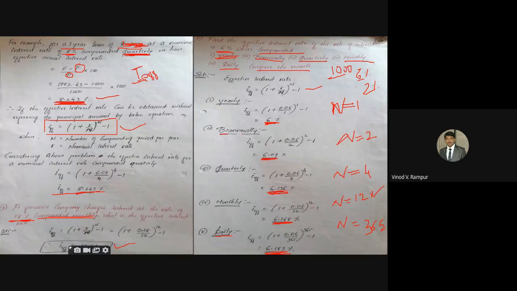First one is simple interest, second one is compound interest. In simple interest, we have two further categories: ordinary simple interest and exact simple interest. Then comes compound interest, and after that the nominal interest rate and effective interest rate. These are some basics about interest and interest rate.